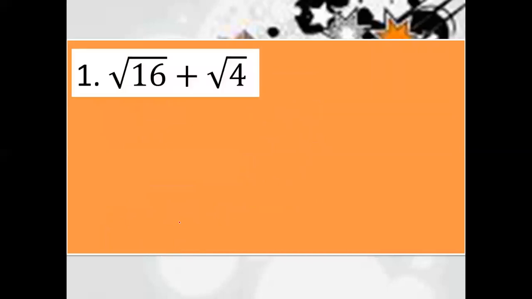This time, we try to use operations in solving the square roots of certain numbers. So we have square root of 16 plus square root of 4. How will you do this? Square root of 16, it's a perfect square number. 16 is a perfect square number, so it would be easy for you to identify its square root. Square root of 16 is equal to 4. Plus square root of 4 is equal to 2. Therefore, the sum now is equal to 6.